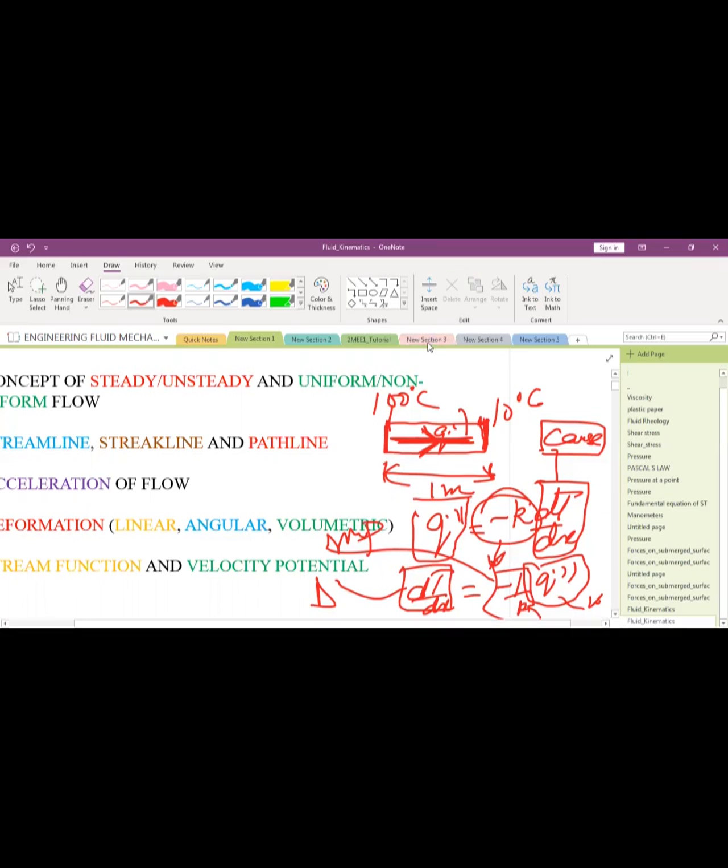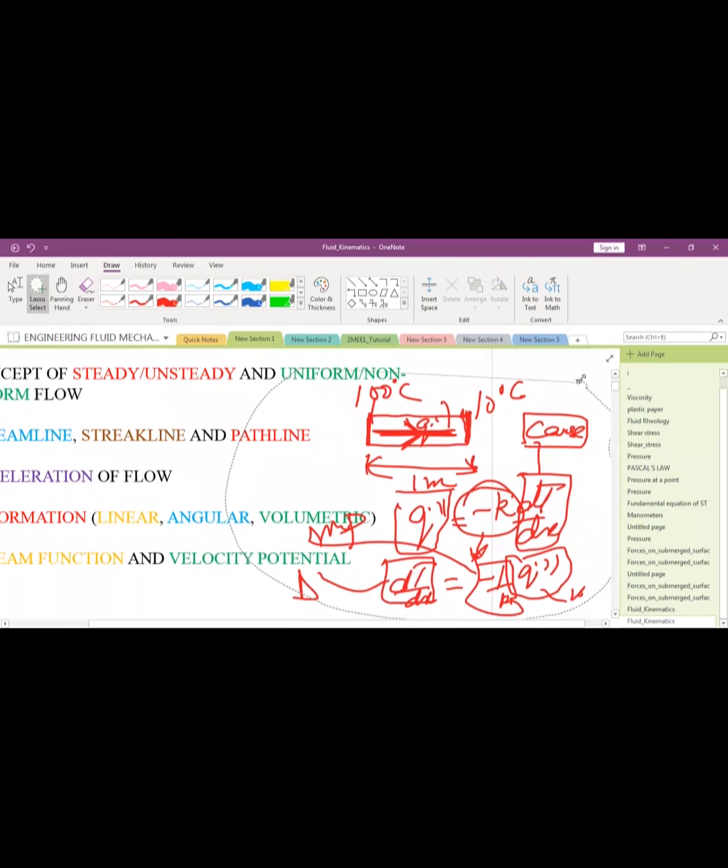Is it clear? Any doubts? Any doubts in kinematics, dynamics, and the relationship between the two? Should I move forward? Yes, sir.